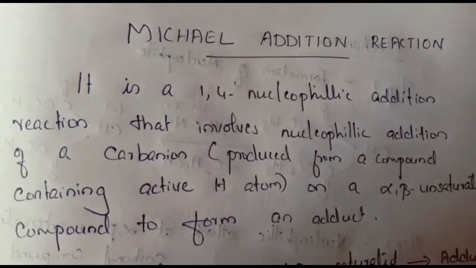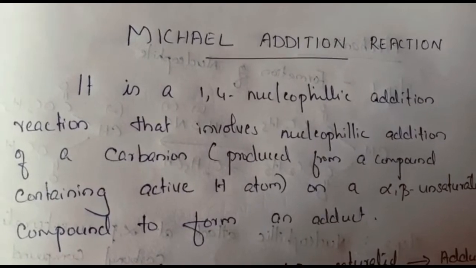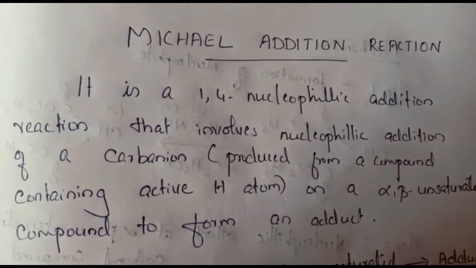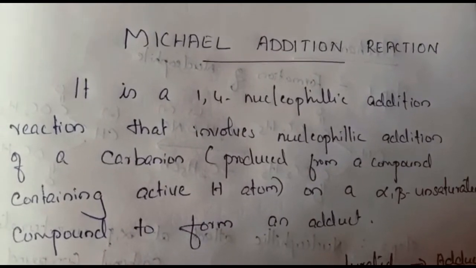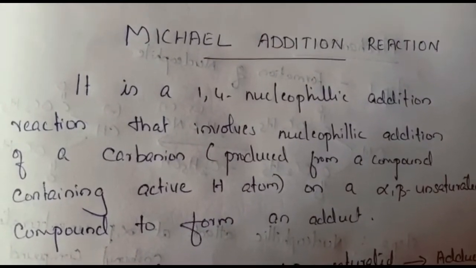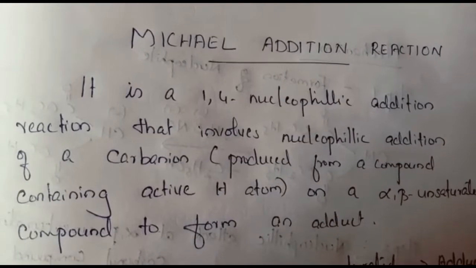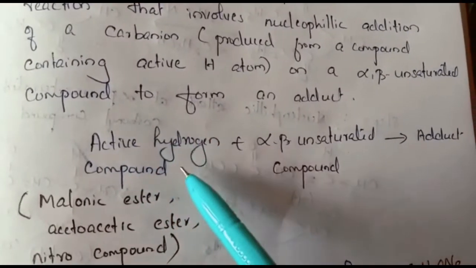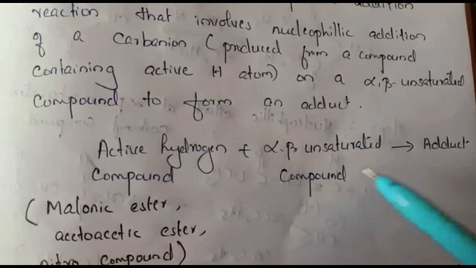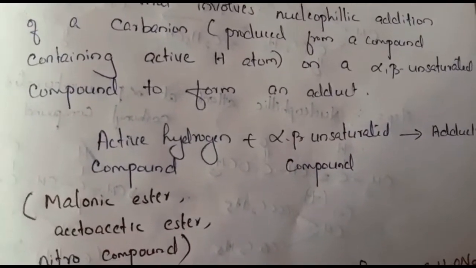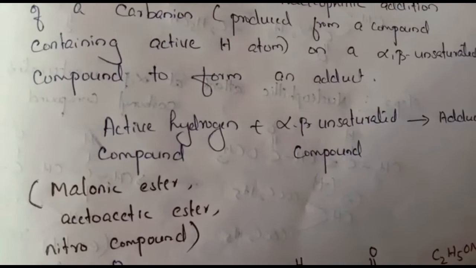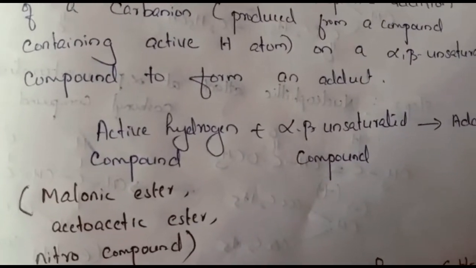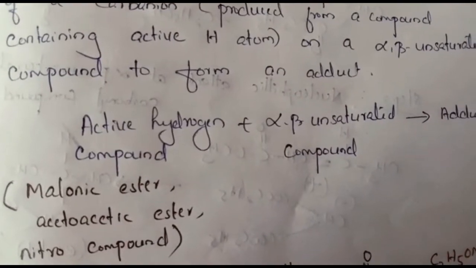One is a compound containing active hydrogen atom and the other one is an alpha beta unsaturated compound. These two added together, actually it is a 1,4 nucleophilic addition that will form an adduct. So we can write it as active hydrogen compound plus alpha beta unsaturated compound to give the products. This active hydrogen compound can be malonic ester, acetoacetic ester, nitro compounds, aldehydes, ketones, etc.